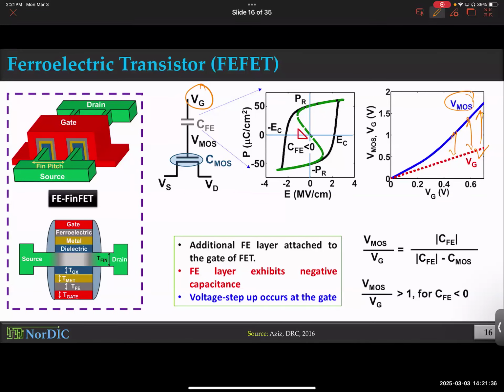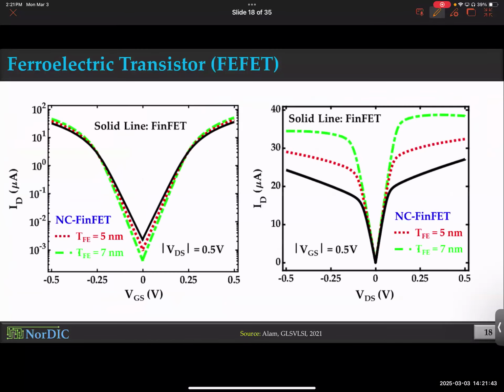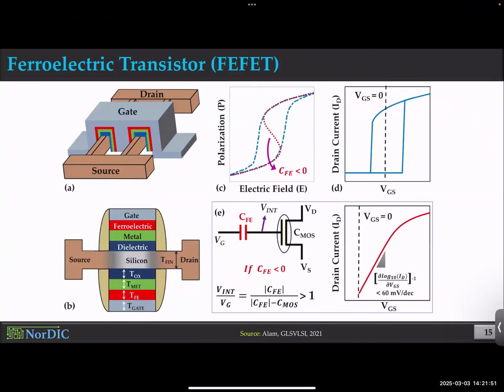So that means it's practically impossible. If I ask you to put two capacitors in series, right, the equivalent capacitance will be what? You guys remember that?